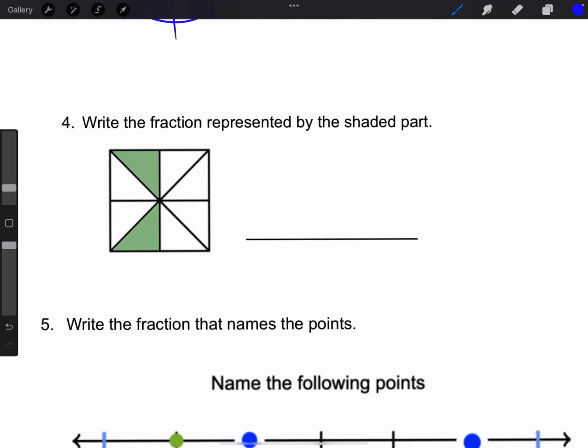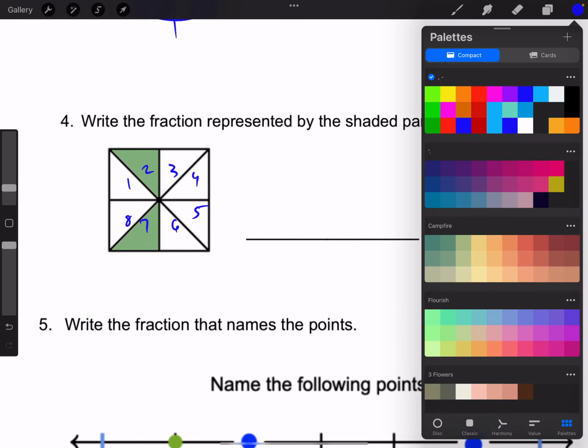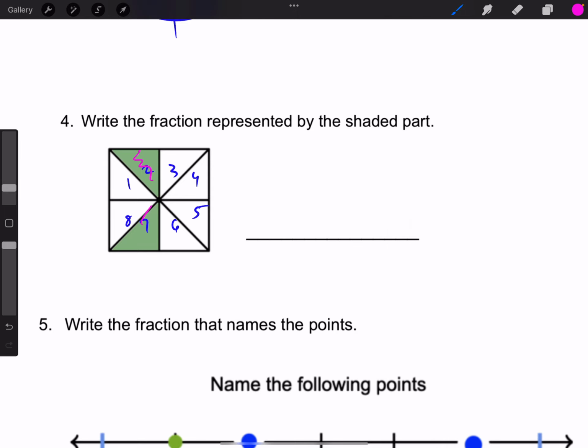What fraction is represented by the shaded part? Write the fraction represented by the shaded part. So I have 1, 2, 3, 4, 5, 6, 7, 8 equal pieces, and 2 of them are shaded. So I have 2 out of 8, and of course, that's what we're looking for right now. Later on, we want kids to simplify fractions, and we got into a little bit of what equivalent fractions are.